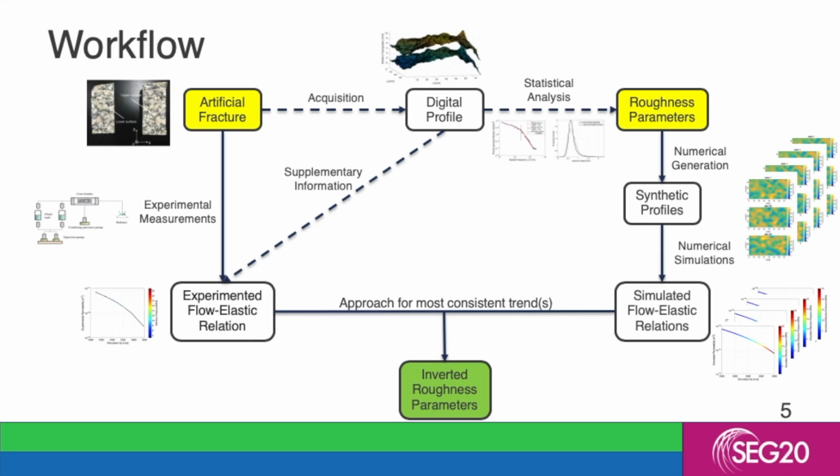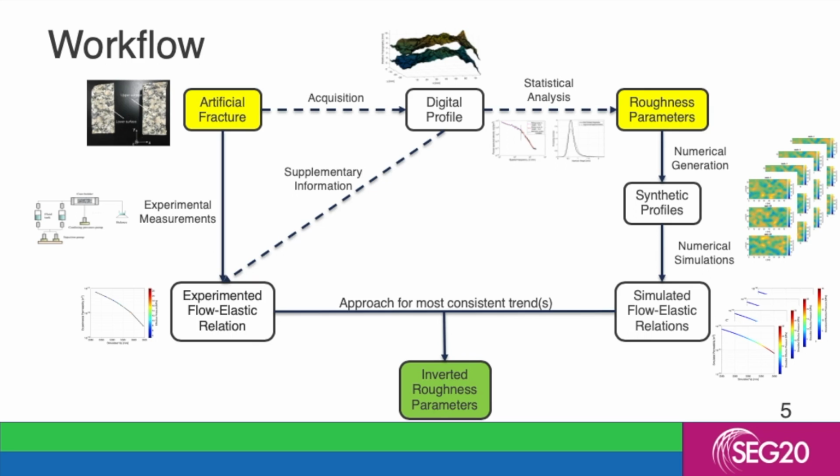And the other side is that the inversion has to incorporate numerical simulations. By defining a wide range of roughness parameters, we can numerically synthesize different numerical single fracture apertures, on which we can perform numerical simulations to obtain their respective flow and elastic relations. And we have experimental and simulated relations for fractures of a wide range of geometric characteristics, and we can search for the most consistent trend in order to solve for the best set of roughness parameters that describe our artificial fracture.